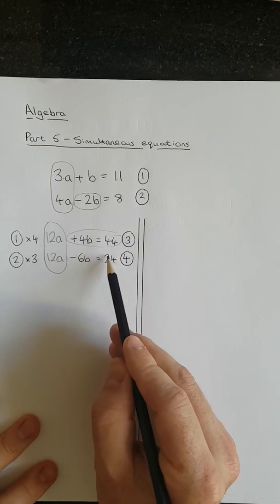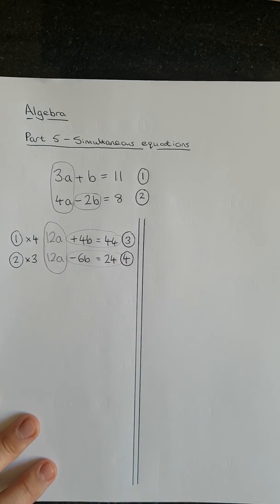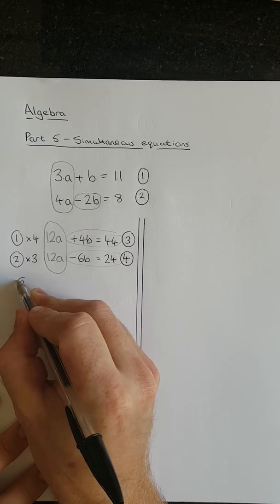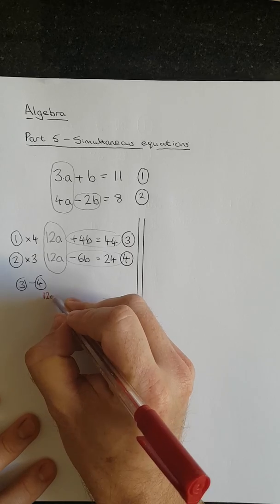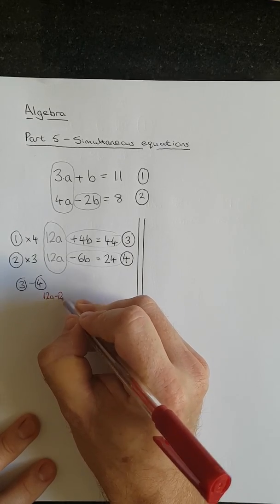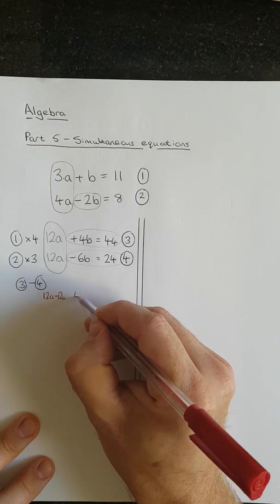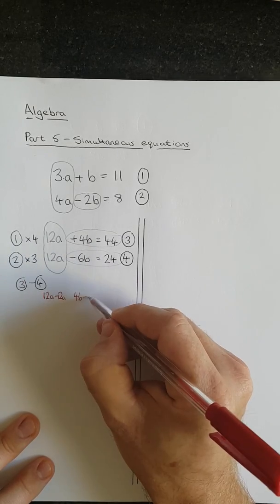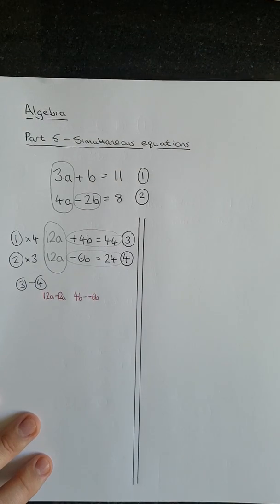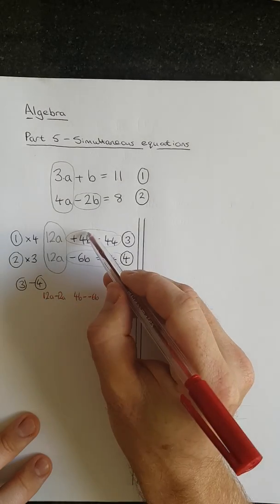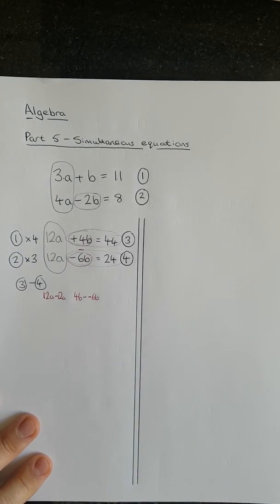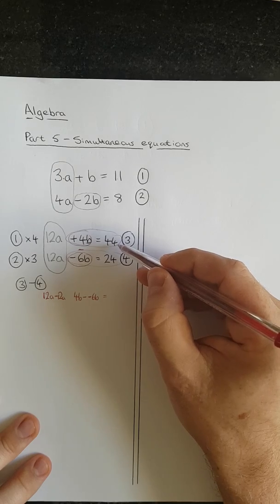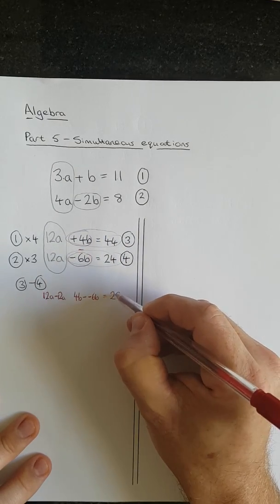Now this one is bigger than this one. So we're going to do 3 subtract 4. So 12a subtract 12a. Then we're going to do 4b subtract minus 6b. This minus is important. It's this subtract this. Then we're going to do 44 subtract 24.